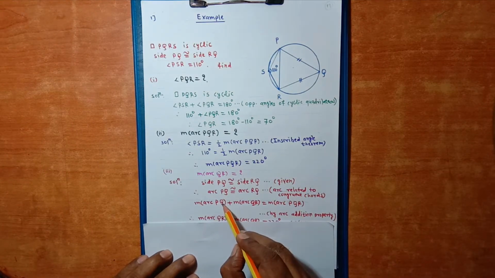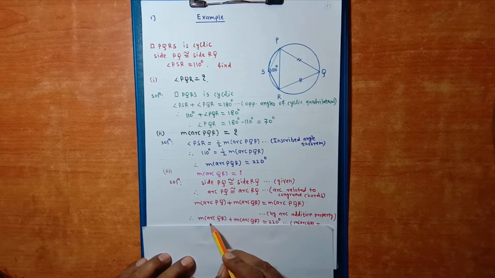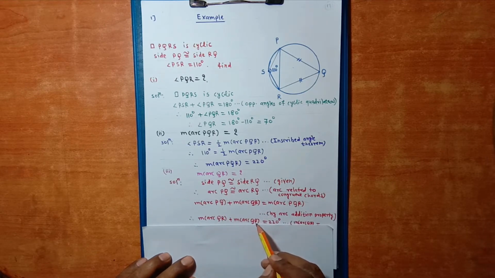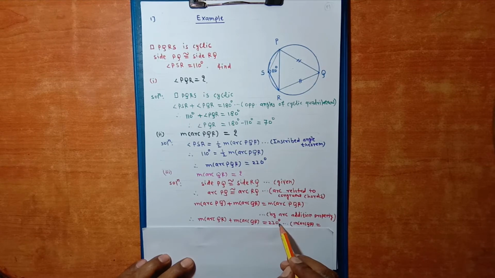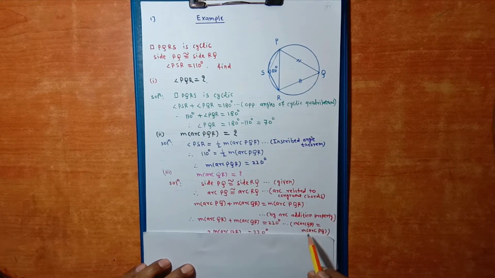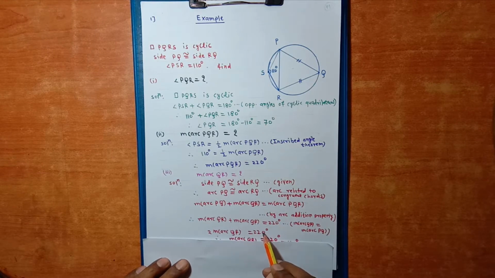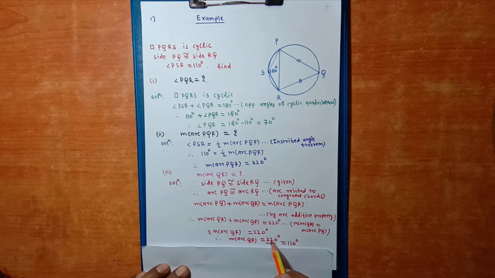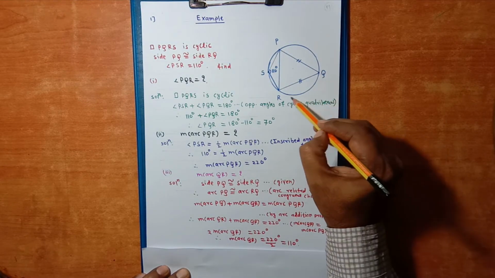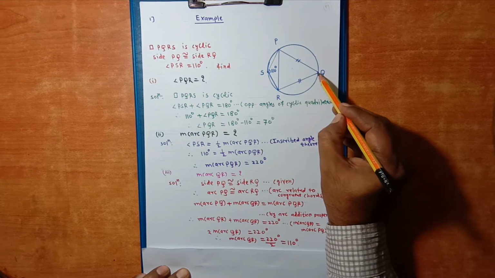The measure of arc PQ is the same as the measure of arc QR. So the measure of arc QR plus the measure of arc QR is equal to 220 degrees. So 2 times the measure of QR is 220. So the measure of arc QR is 220 upon 2, which is equal to 110. Here the measure of arc QR is 110 degrees.